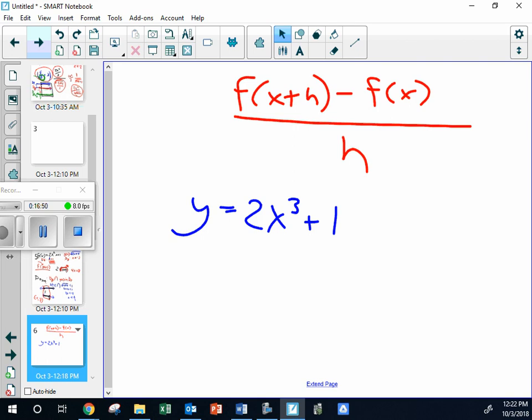And oh, wait, the third. You got a good point. The third power is going to make this really hard. I'm sorry. I'm going to change it just a smidge. We'll make this to the second power because it's a lot easier to actually multiply that all out. Sorry about that. Okay. Now stick in x plus h and then finish the formula.